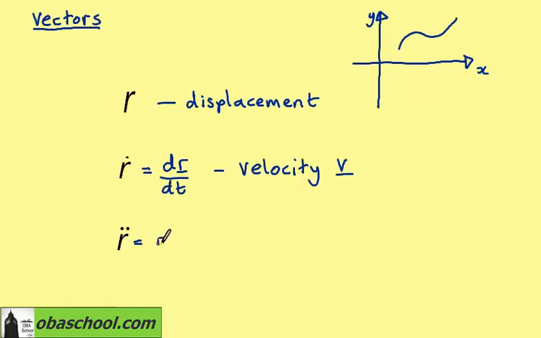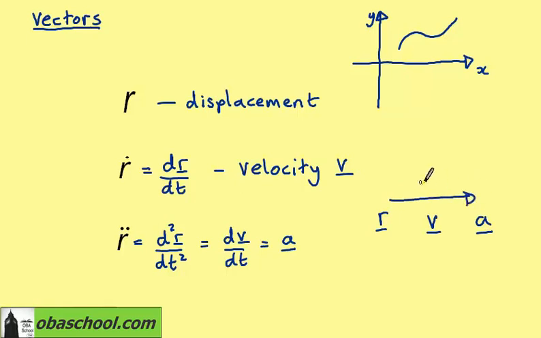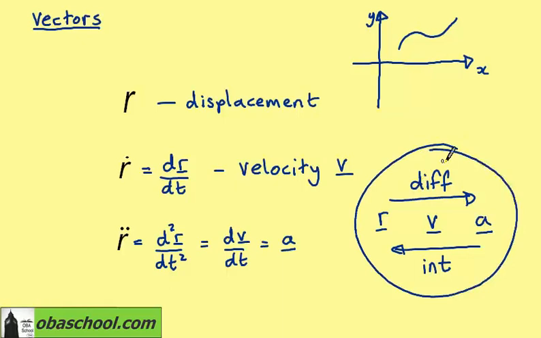r double dot is a notation that means the second differential of r with respect to t, or dv/dt. If we differentiate velocity, we know that we get acceleration. So as we've had before, we have displacement, velocity and acceleration. To go in this direction we differentiate, and it follows that to go in this direction we need to integrate. We should remember this diagram.